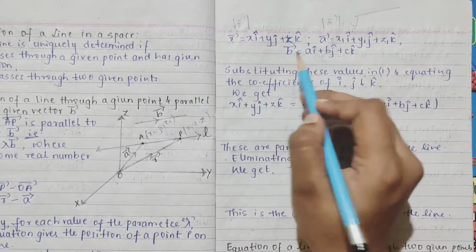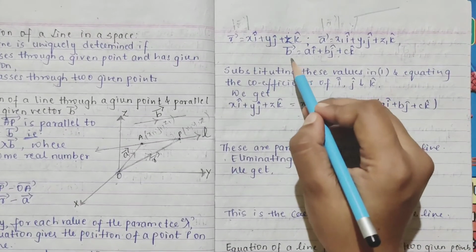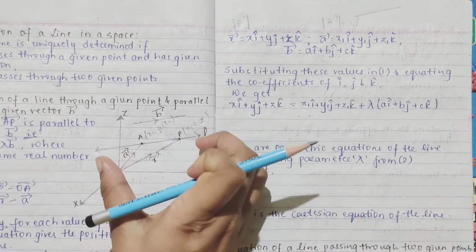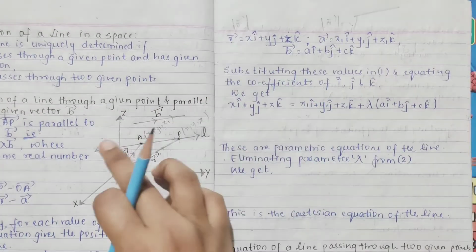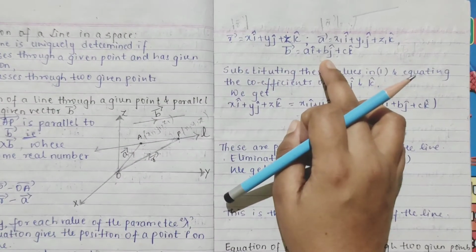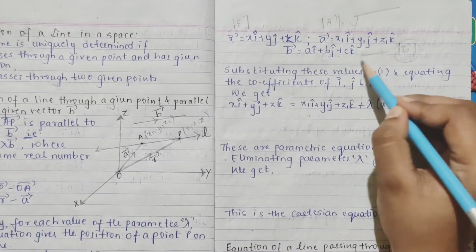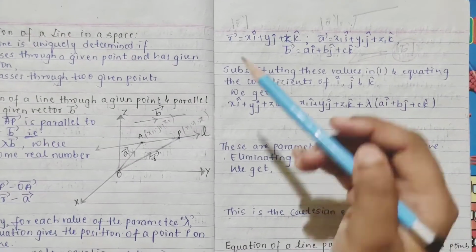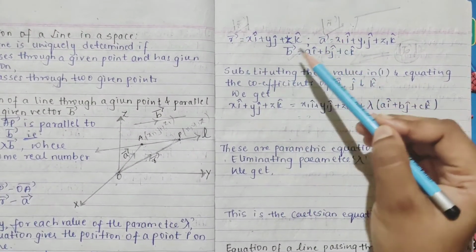But vector b, you shouldn't get confused with taking this as modulus of vector b, because this is a line parallel to your given line. Its direction ratios are a, b, c, so we have taken it with the help of that. Now we have got vector r, vector a, vector b.